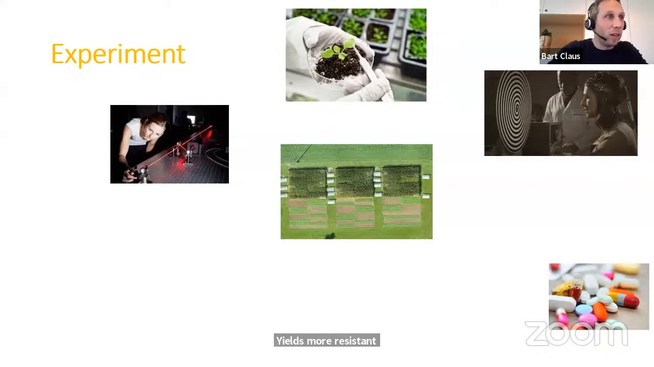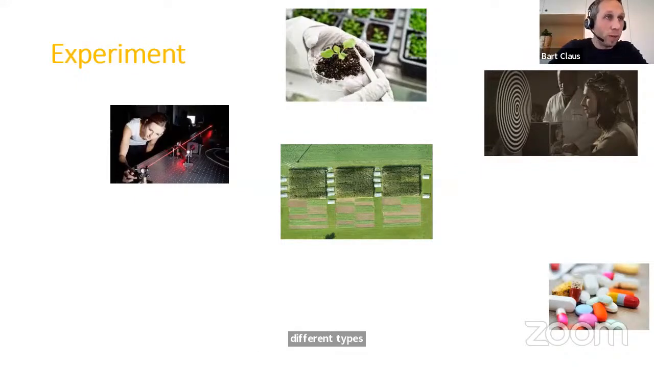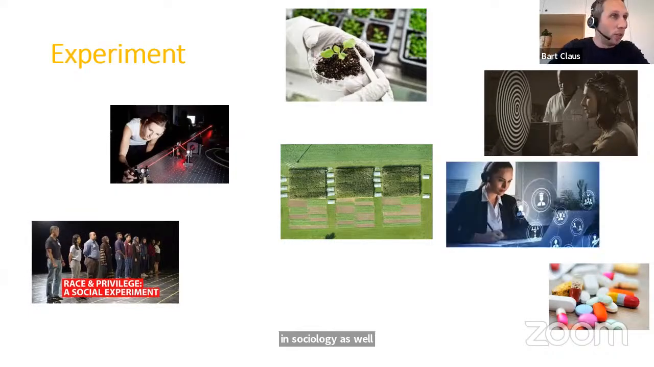And what you see here is that to run an experiment like that, it's important that you vary this manipulation, that you try out different types of fertilizer, for example, or that you compare to no fertilizer, right? Which is something that we will discuss later as well. Experiments are done in sociology as well. They're also definitely done in business contexts, right?